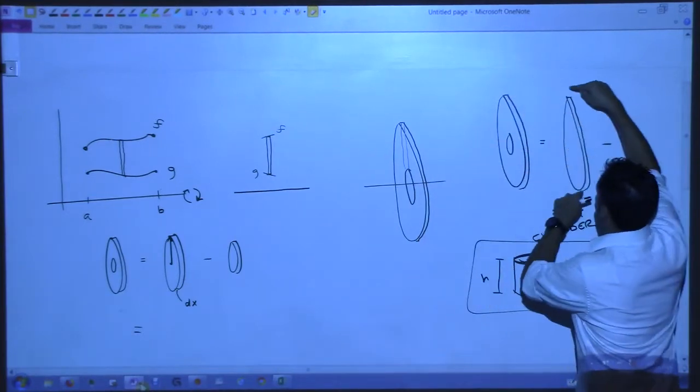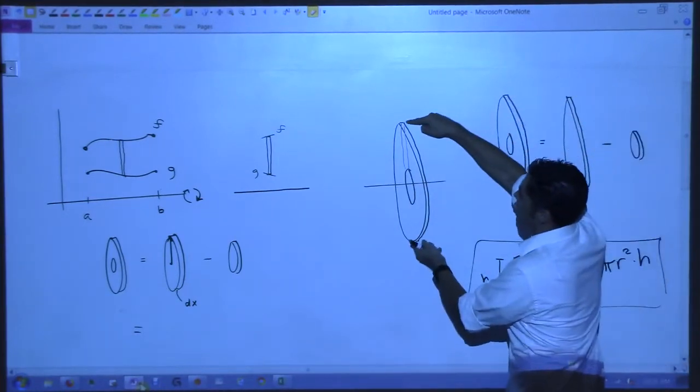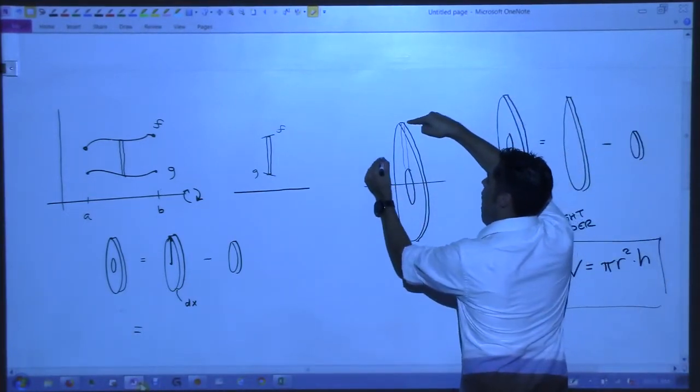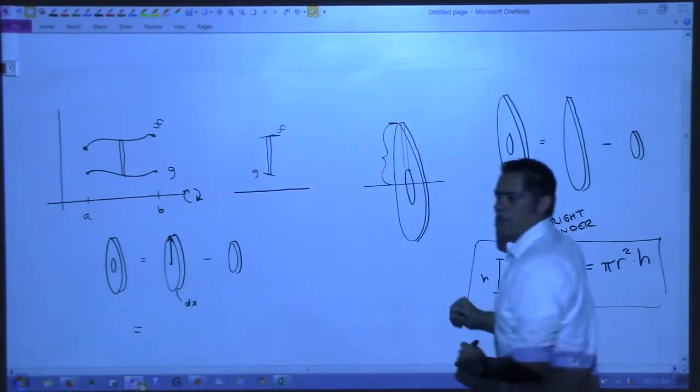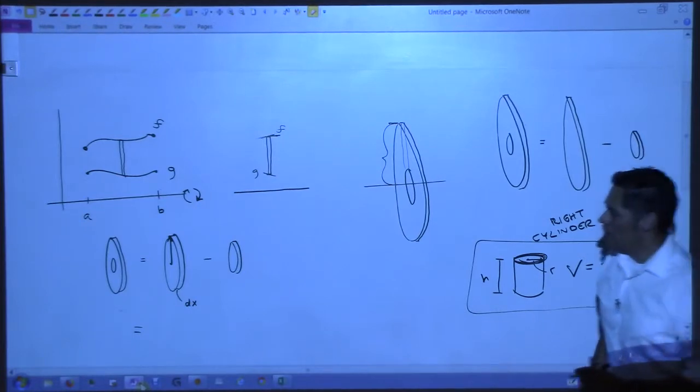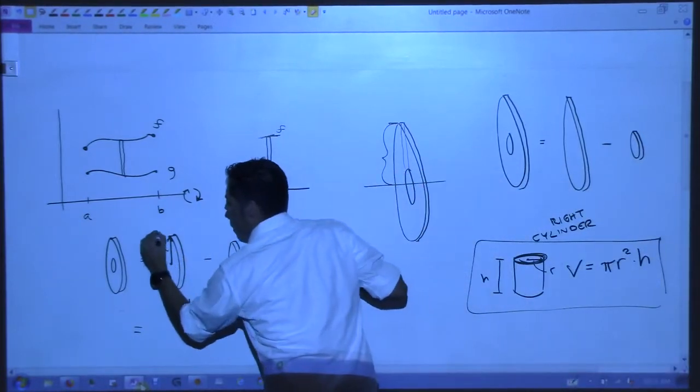That's the big one, right? The big one is this one. What's the distance from here to here? That's the f function, isn't it? It's the f function. So that distance right there is the f function.